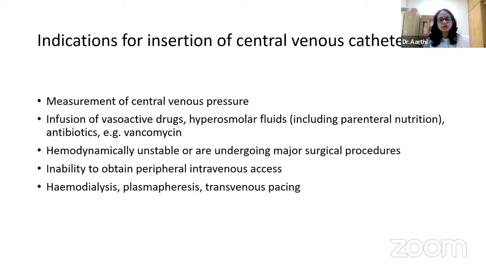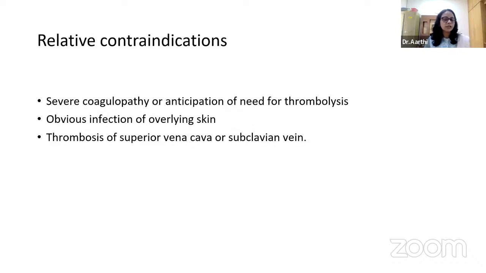The indications for central venous catheter insertion are to measure central venous pressures, infusion of vasoactive drugs, patients who are hemodynamically unstable or undergoing major surgical procedures, inability to obtain peripheral vascular access, and use for hemodialysis, plasma exchange, and transvenous pacing. Relative contraindications would be severe coagulopathy, anticipated thrombolytic therapy, infection of the overlying site, and thrombosis of the superior vena cava or the subclavian vein.